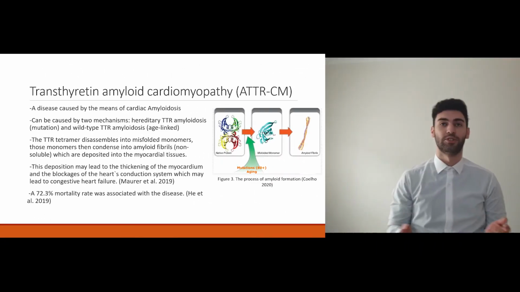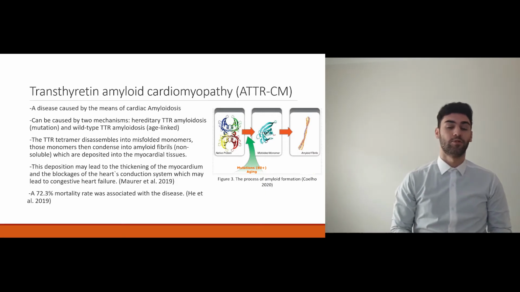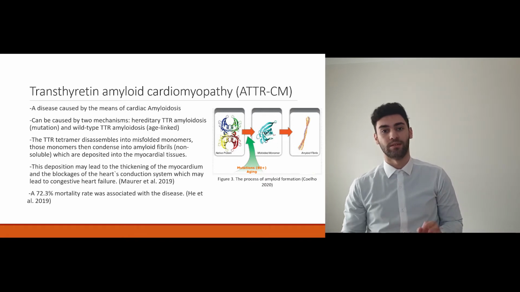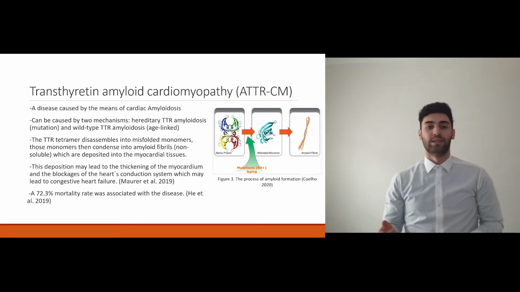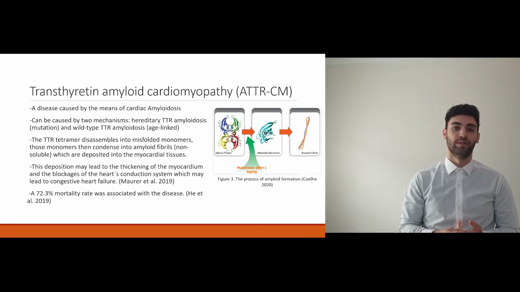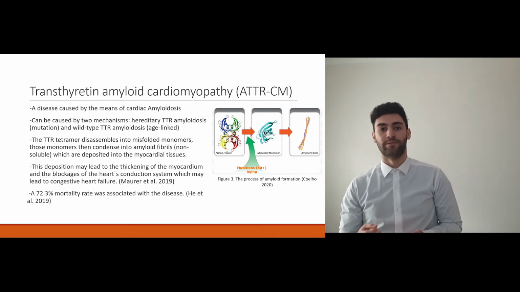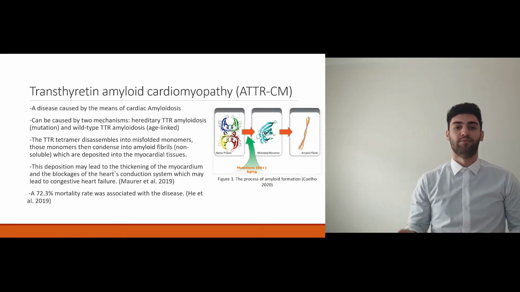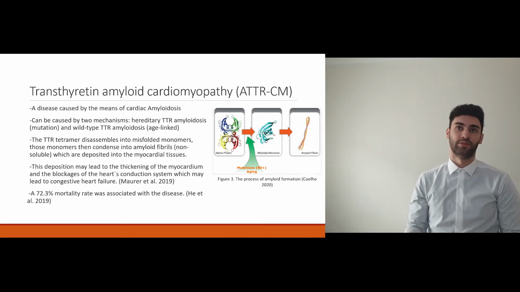Now today's disease, which is transthyretin amyloid cardiomyopathy, or ATTR-CM, is a disease caused by a specific type of cardiac amyloidosis mediated by the protein TTR, which we talked about. This disease can be triggered by 2 mechanisms: the hereditary type, which is linked to the gene encoding for the TTR. A mutation in that gene leads to the forming of a non-stable TTR structure, and as you can predict, this type can be passed down from parents into children.